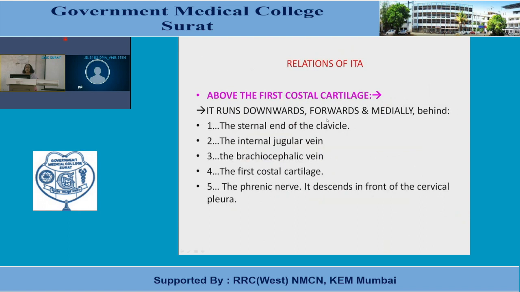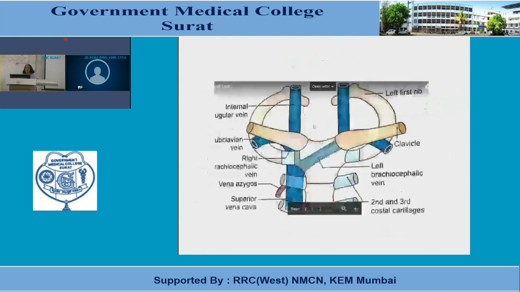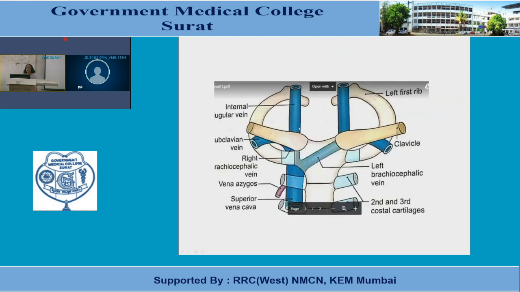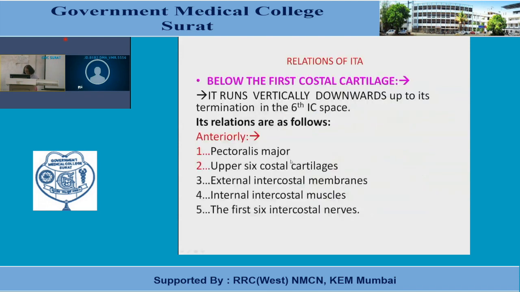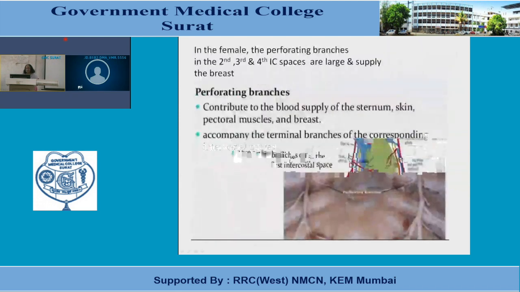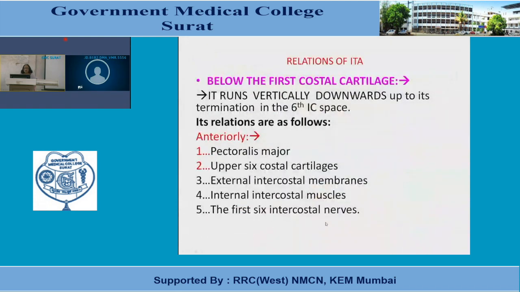It runs downwards, forwards and medially behind the sternal end of the clavicle. You can see the sternal end of the clavicle in the diagram. This is the sternal end of the clavicle. Behind that there is the internal thoracic artery, internal jugular vein, brachiocephalic vein and first costal cartilage. So here you can see the internal jugular vein, brachiocephalic vein and first costal cartilage. Now the last one is the first 6 intercostal nerves.